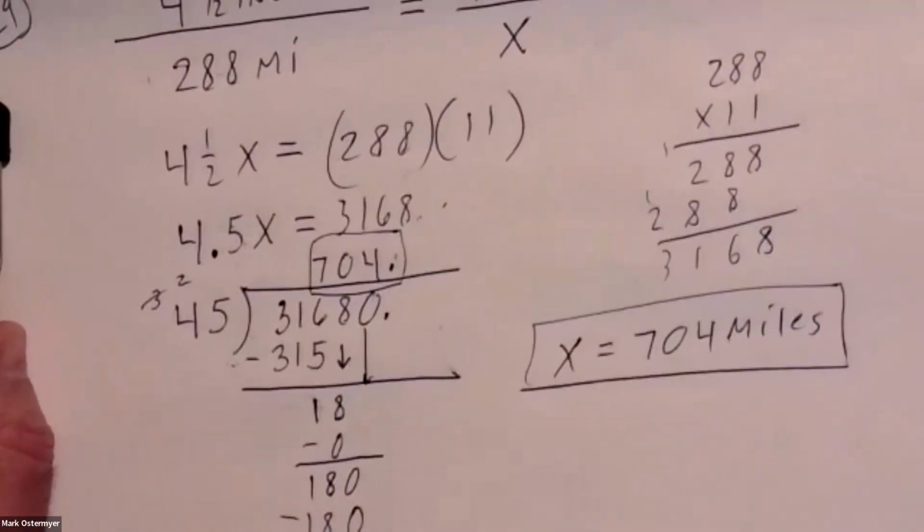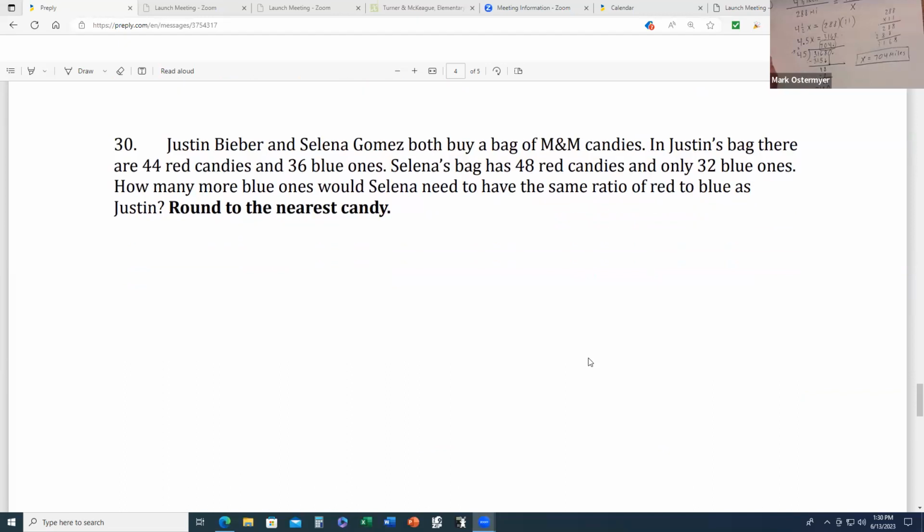Okay, number 30. Justin Bieber and Selena Gomez both buy a bag of M&M candies. In Justin's bag, there are 44 red candies and 36 blue ones. Selena's bag has 48 red candies and only 32 blue ones. How many more blue ones would Selena need to have the same ratio of red to blue as Justin?